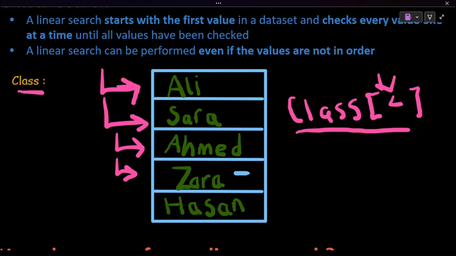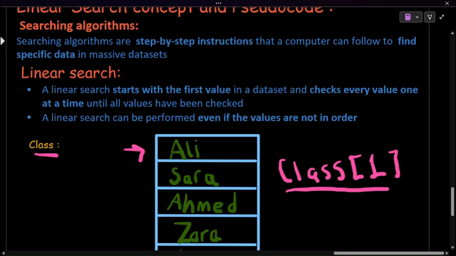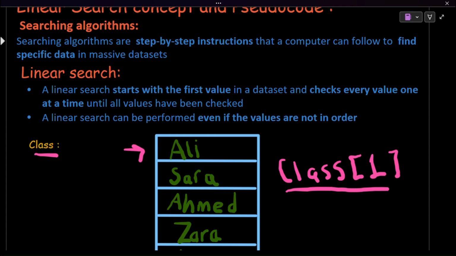Okay, now we are going to see whether the fourth position of the class has Zara. Yes, it does, which means I have reached the target value. Linear search is going to return me index 4, where I found my target value. Now before we understand the code, let's read the definition of linear search.